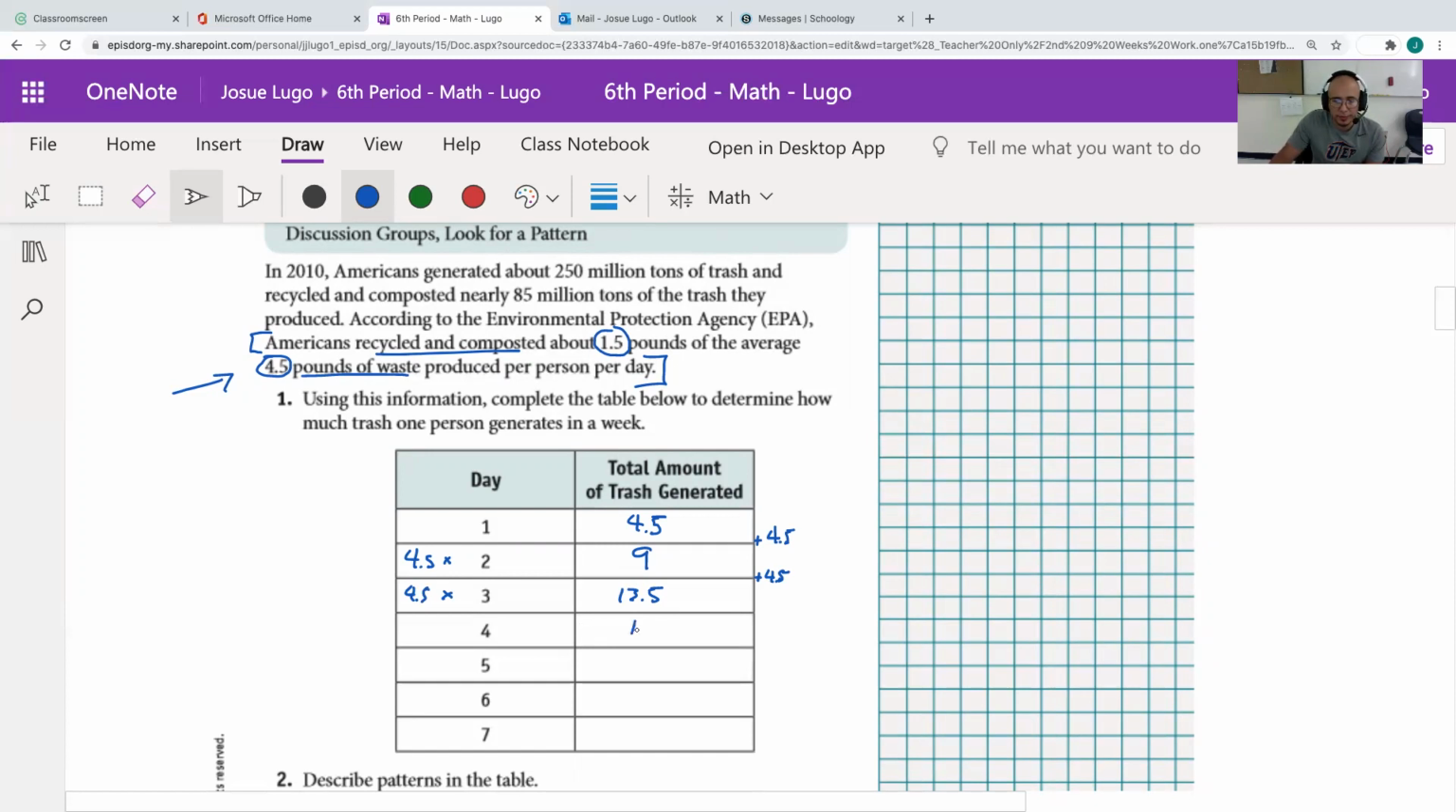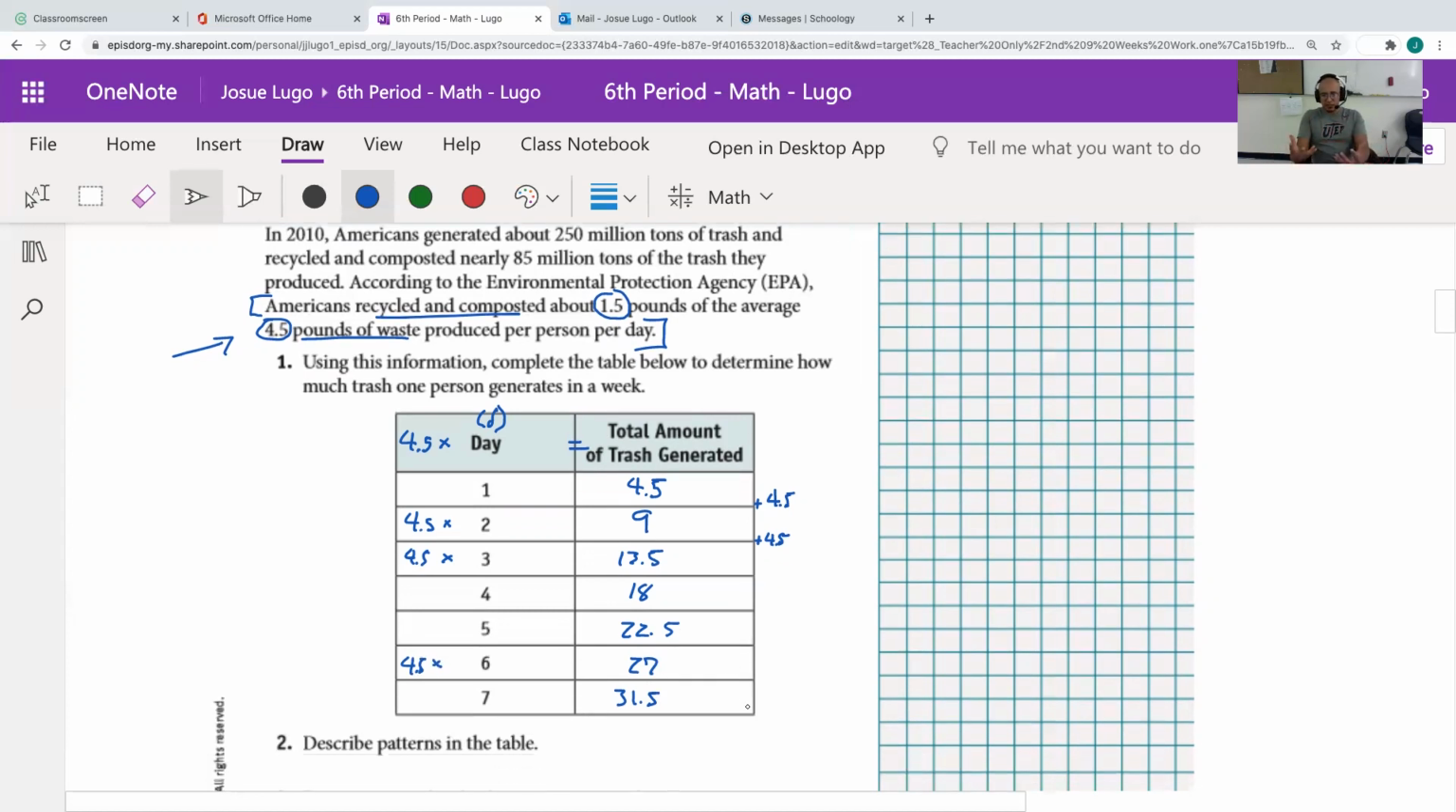By day 4, that would be 18. Day 5, that would be 22.5. Day 6, that would be 27. And day 7 would be 31.5. Again, following this same pattern where I'm basically multiplying 4.5 times the day, or I can just use a variable. I can use the letter D. 4.5 times D will give me the total amount of trash generated. All right, that is true for any of these. 4.5 times 6 should give you 27.